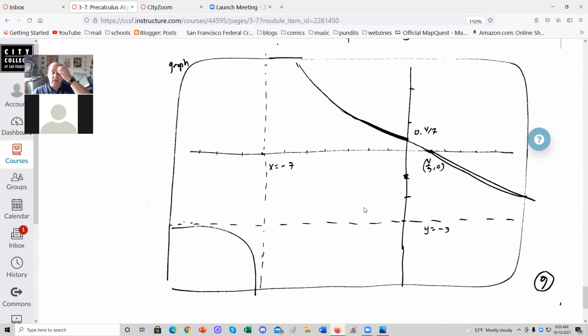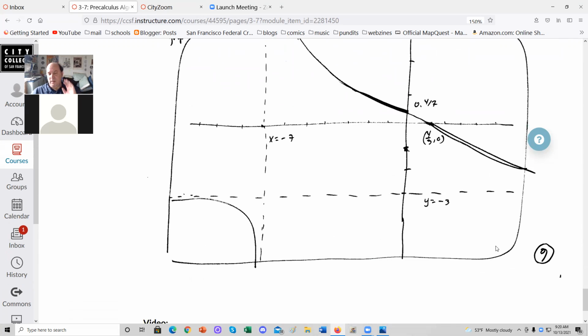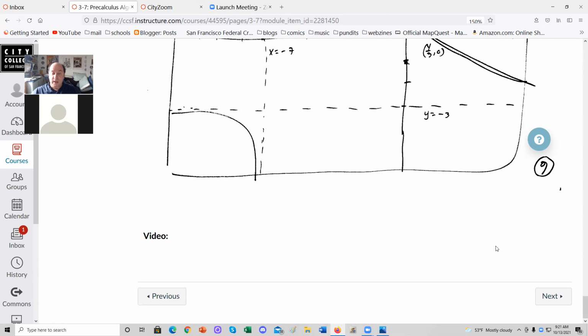And this is not that good a graph, frankly. I really should change that. Graph, page 9. Perhaps I'll change that in the Canvas as well. Okay, so that is that for that.